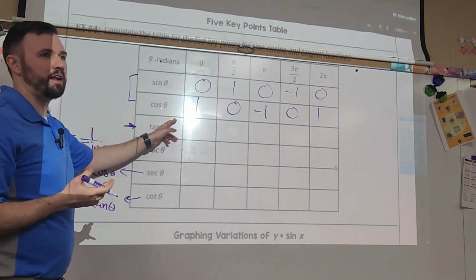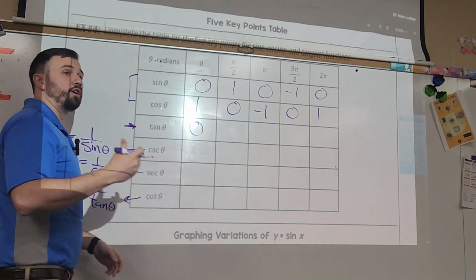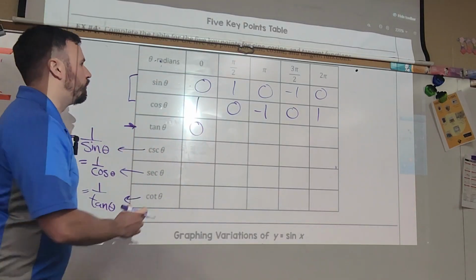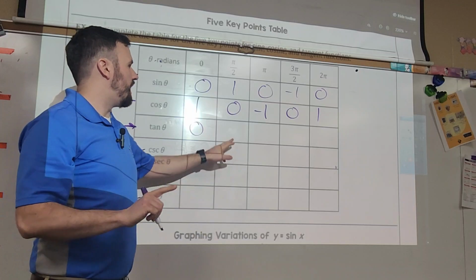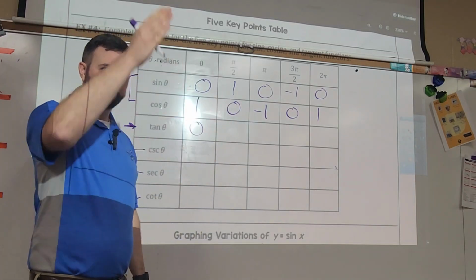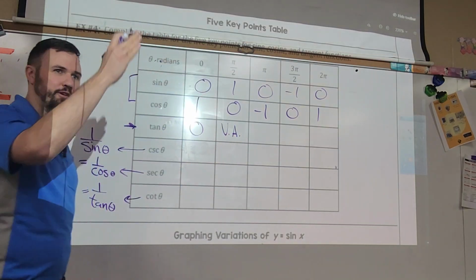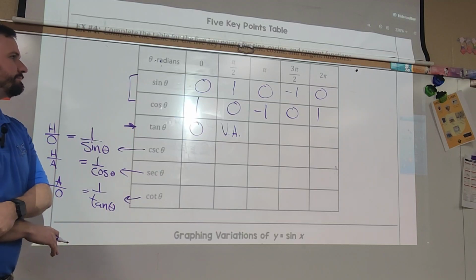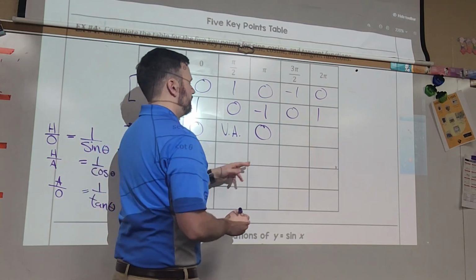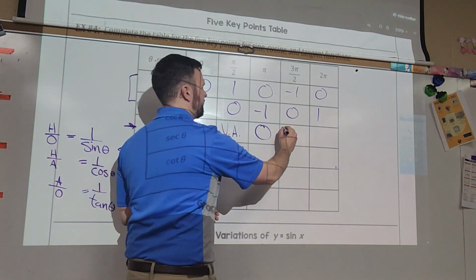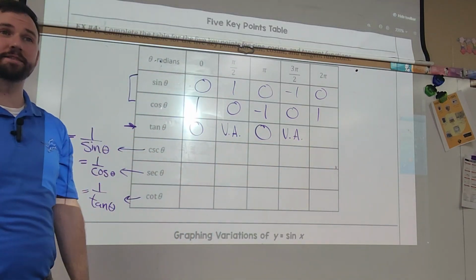Now for tan, I just divide them. What's 0 divided by 1? So tan of 0 is 0. All right, what's 1 divided by 0? Undefined, but I care about the graph. On a graph, what's an undefined slope? A vertical asymptote. So that's going to be a vertical asymptote. What's 0 divided by -1? 0. -1 divided by 0 is a vertical asymptote. Remember, whenever the bottom equals 0 for a function, it's a vertical asymptote.